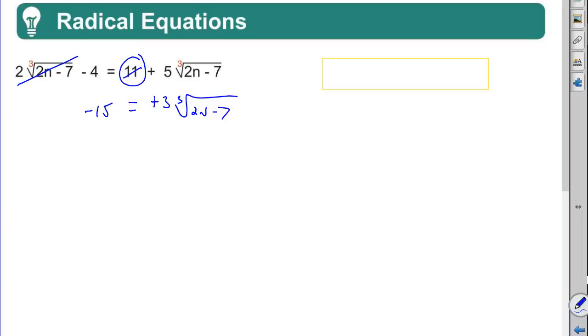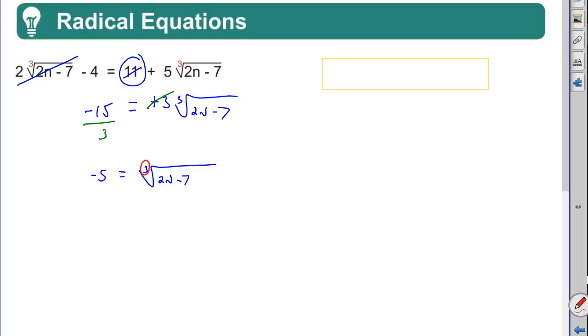Now I still haven't isolated the radical. So let's move that 3 by dividing both sides by 3. Okay, so here I'm at negative 5 equals the cube root of 2n minus 7. All right, now I'm ready. I've isolated the radical, right? The radical's isolated, all by itself on one side.